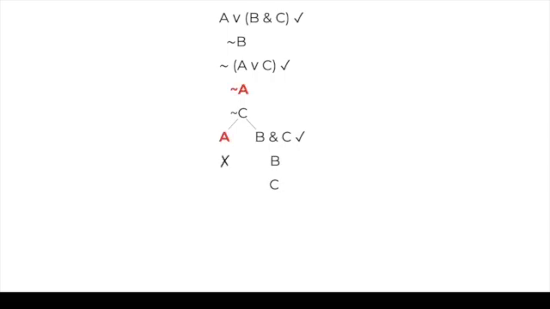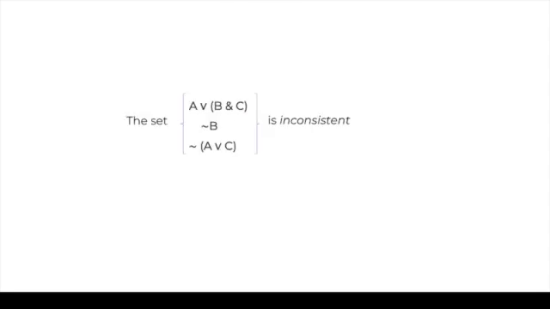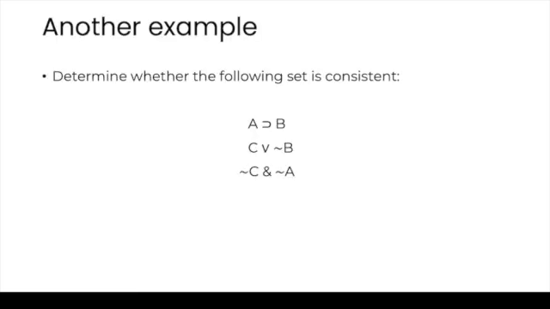Well, the first thing that we encounter is that we have A and not A, so we close it. We give it an X. What about the other one? What about the right one? Well, not only do we have not B and B, but we also have not C and C, so this is super duper closed. All paths are closed, and we conclude that the set that we started with is inconsistent. Okay, let's do another example.